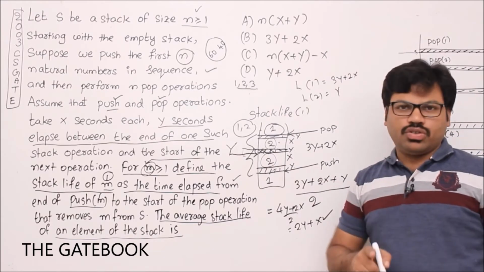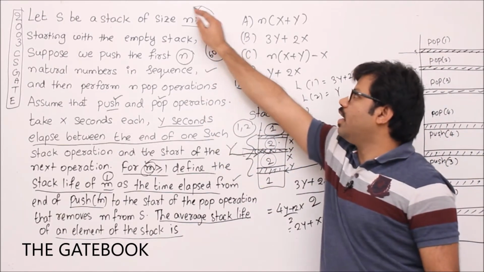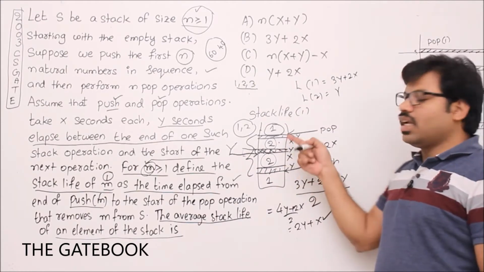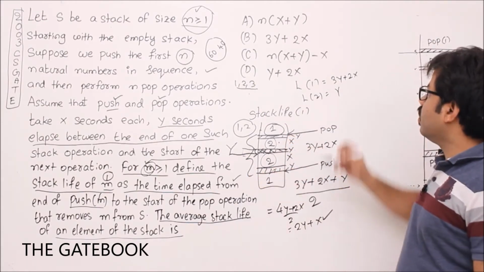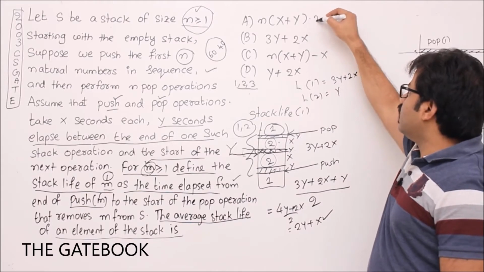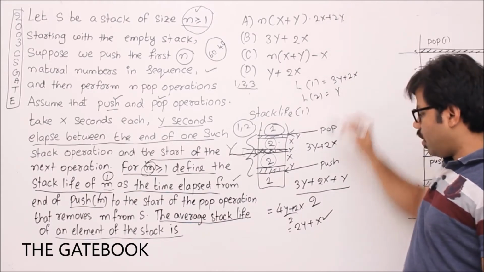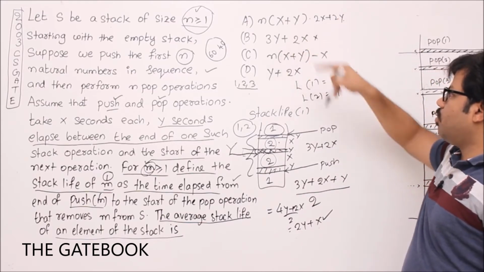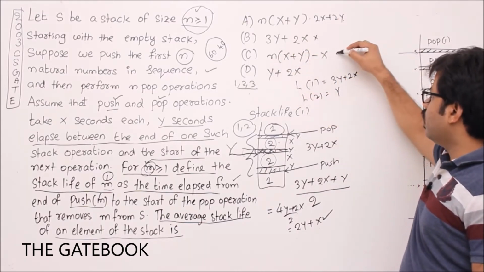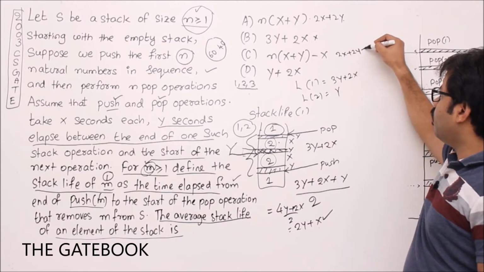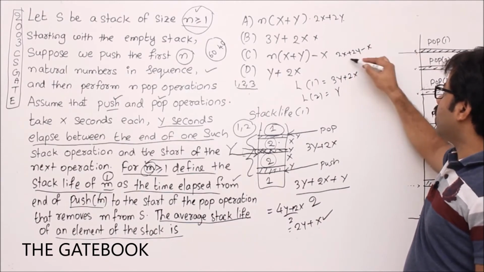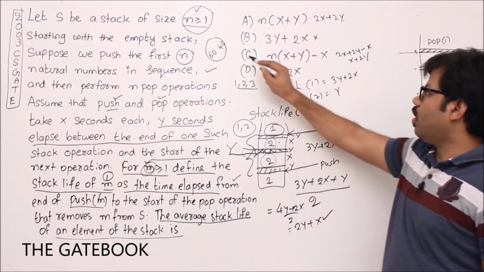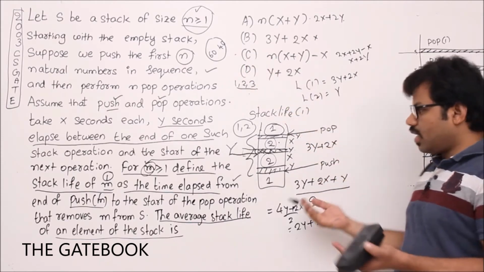Then we have good news. This question is asked for any n greater than or equal to 1. Then we can substitute n value 2. Let me substitute n value 2 and find out what the answer is. When n value is 2, this option says 2x plus 2y. Is it our average lifetime? No, we need 2y plus x. This is absolutely wrong. Let's substitute n value 2 here. 2x plus 2y minus x. So that will be 2x minus x, x plus 2y. Yes, x plus 2y. Perfect. So option C is matching. So option C is the right choice.